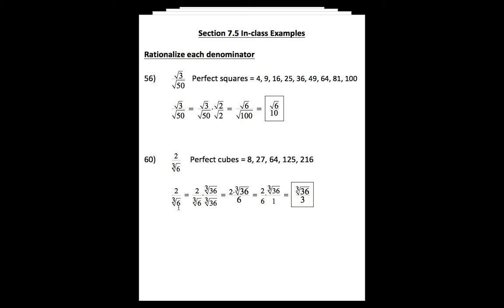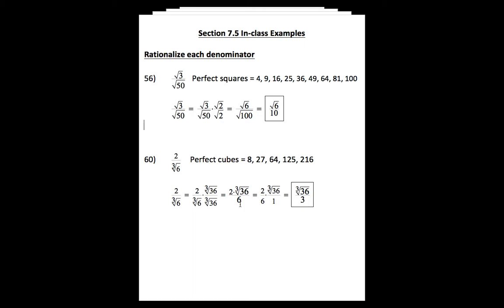So if I take my original radical, 2 over the cube root of 6, and I multiply that by the cube root of 36 over the cube root of 36, what that does is that gives me a denominator that is the cube root of 216, which again is a perfect cube that is equal to 6. And so I'm then able to rationalize my denominator by multiplying both the numerator and denominator by the cube root of 36.